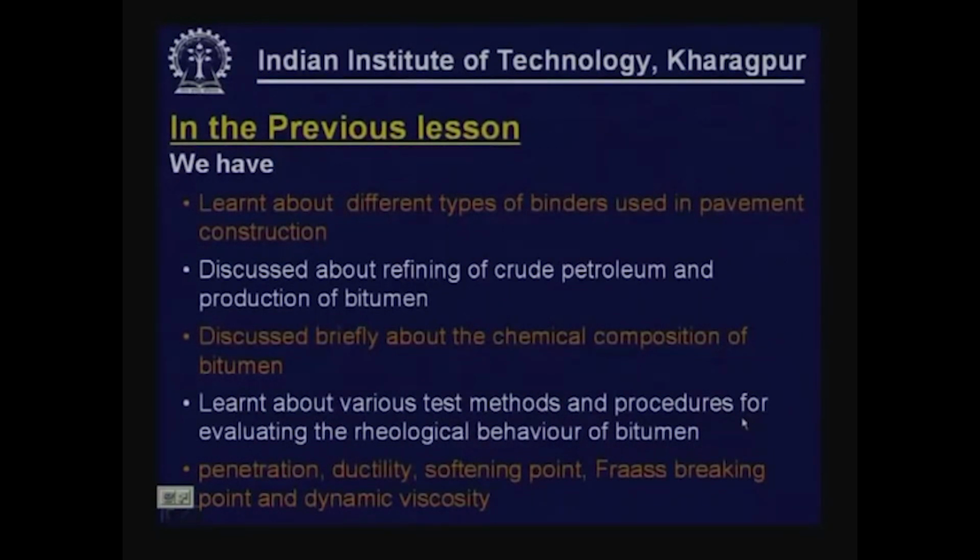Just to recap what we discussed in the previous lesson, which was lesson 4.6, which was also on bituminous binders. We have learnt about different types of binders used in pavement construction. Rather, we have listed various binders that are normally used in bituminous binders, that is bitumen, tar, emulsion, cutback and modified binders. Then we discussed about the process of producing bitumen from crude oil by different refining processes.